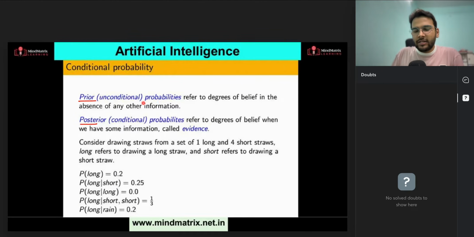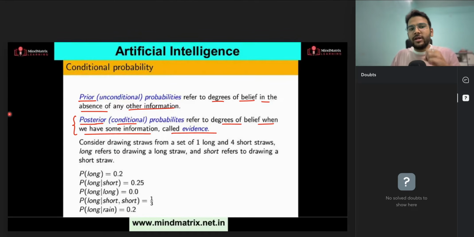So now carefully see this. Let's read the definition also. Prior or unconditional probability refers to degree of belief, simply the probability in the absence of any other information. That means in advance, we don't have any other information. We are just interested in finding out the probability of a certain event. That is our prior probability. And posterior, that is conditional probability, refers to the degree of belief when we have some information in advance. We call that information which we already have evidence.